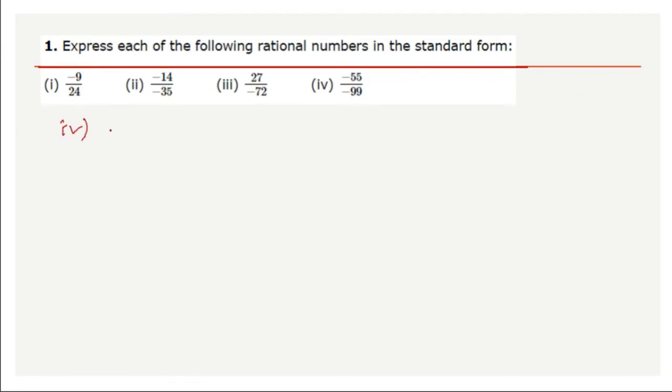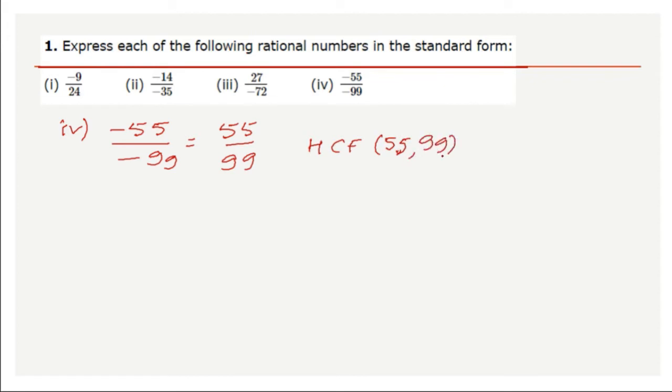Now the last one, question 4. In the fourth question, we have minus 55 upon minus 99. Since both are negative, on multiplying both the numerator and denominator by minus 1 or by dividing by minus 1, we get it as 55 upon 99. The highest common factor of 55 and 99 is 11. When 55 and 99 both are divided by 11, we get the standard form as 5 by 9.